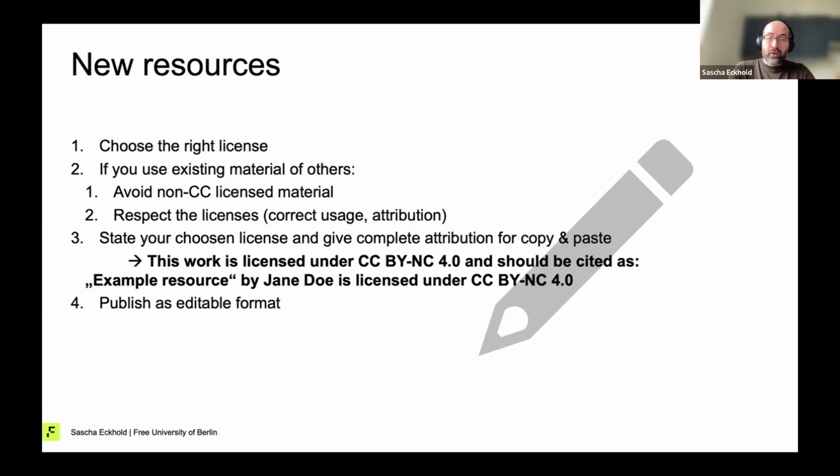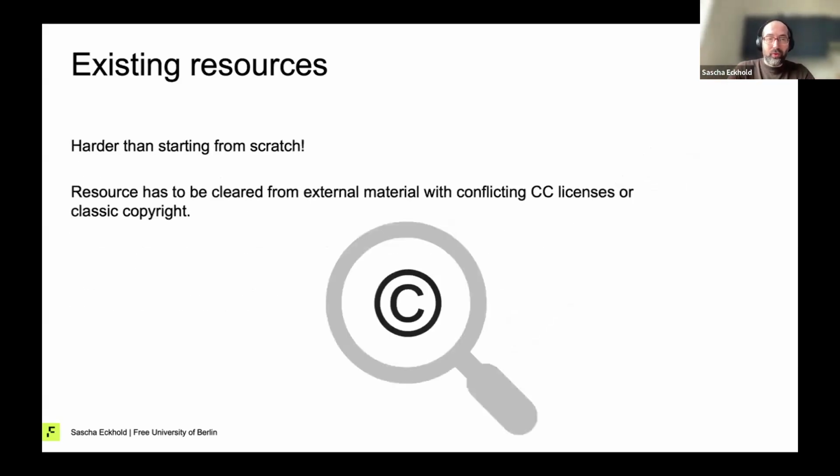Then you have to state your chosen license so others can see what your OER is licensed with. And it would be really nice to give the complete attribution for easily copy and pasting. This is something not many people do, but I think it's really nice to just say how this should be attributed. So I can just copy and paste it if I use your material, or else I have to see, okay, what's the name and is there a link? If you provide the whole attribution in your own resource, it makes it easier to reuse, of course. And then, as I said, publish as an editable format. These are the very concise steps to new resources.